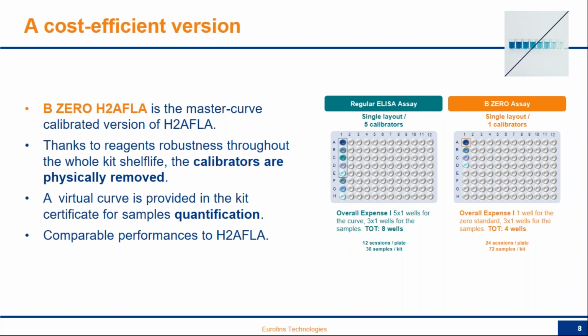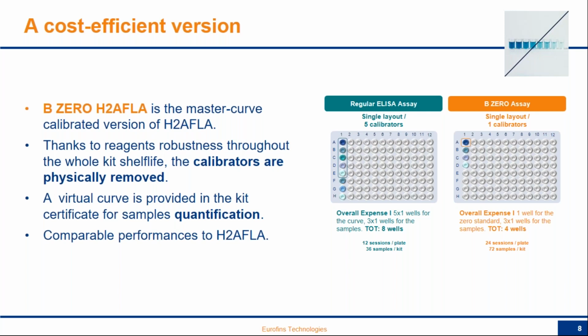If you're able to merge a lot of samples in one single session, the cost of calibrators is pretty irrelevant. But if a laboratory or an industry needs to run on average 3 samples, as reported here in the scheme on the right side of the slide, so if you run on average 3 samples per session with a regular kit, you will use 8 wells every time.